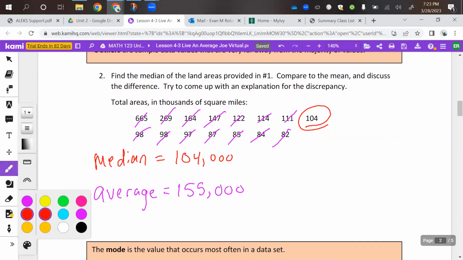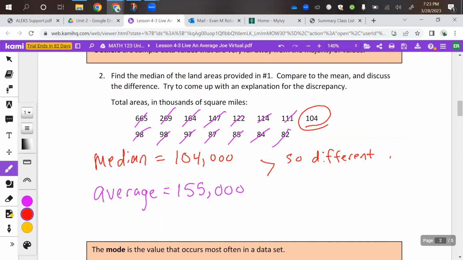So that 665, the reason why these are so different is that the 665 is bringing the mean, bringing that mean value so much higher. Hopefully that's making a little bit of sense.